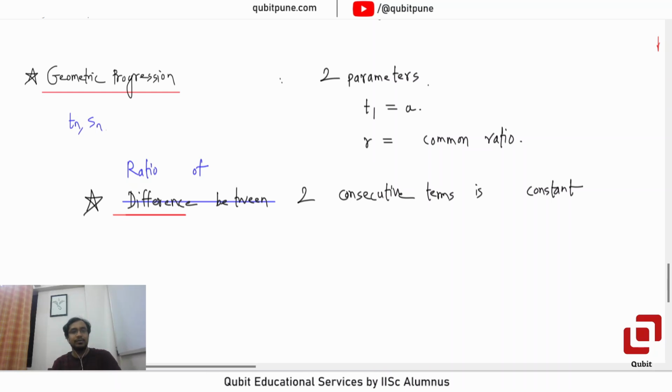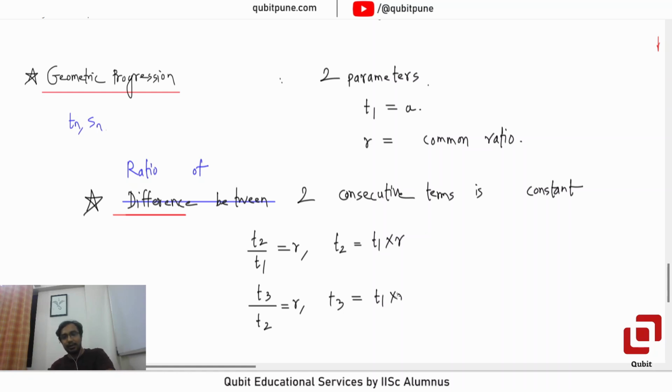And that's why that ratio is called the common ratio. So T2 by T1 is R, so T2 becomes T1 times R. T3 by T2 is R, so T3 becomes R times T2. But T2 itself is T1 into R, so it will be T1 into R squared.